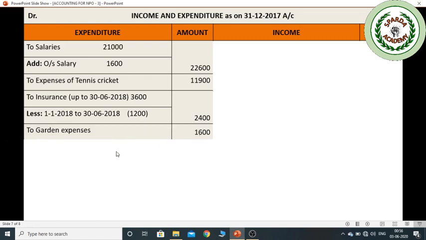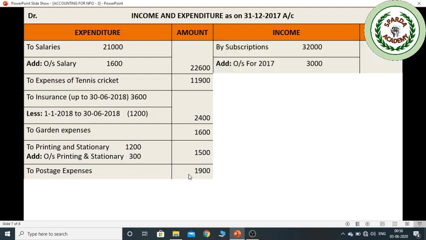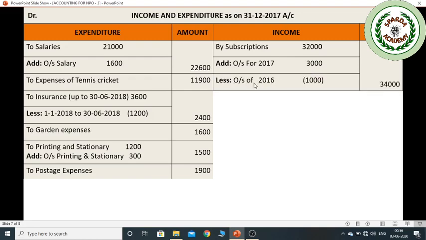Then garden expenses we will write. Printing and stationery 1200. Add outstanding printing and stationery 300 is there. So 1500 we have written. Then postage expenses 1900 we have written. On the income side, subscription is 32,000, but add outstanding for 2017, which is 3,000. For the current year outstanding 3,000 is there, that must be added. Previous year outstanding is also there, that must be deducted. Previous year 2016, outstanding of 2016 must be deducted. So 32 plus 3, 35, 35 minus 1, 34,000. Subscription is written. Then by interest we will write.